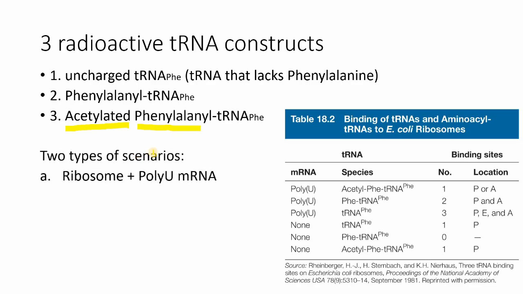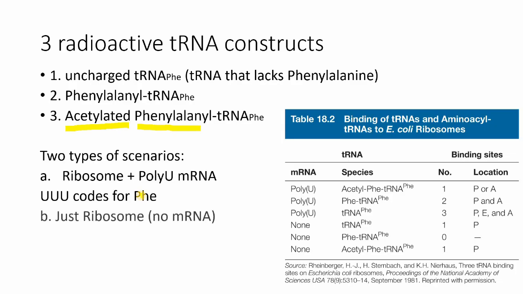Now, the researchers ran 2 types of scenarios. The first type of scenario included ribosomes which had a poly-U mRNA included with them. The reason they used poly-U is because it was already known, based on studies done a long time ago, that UUU codes for phenylalanine. So uracil, uracil, uracil, triple uracil codes for phenylalanine. The second type of scenario included just the ribosome. It didn't have any mRNA.